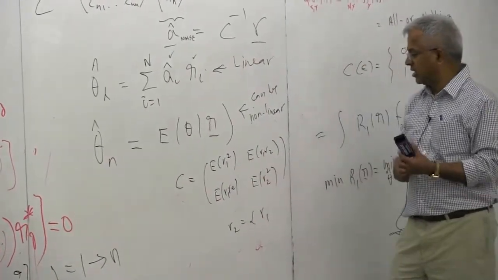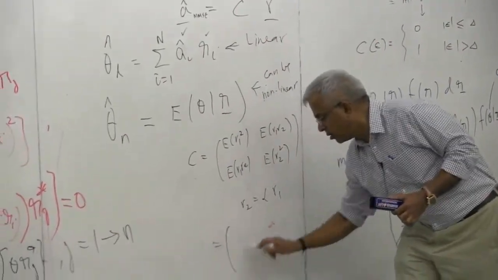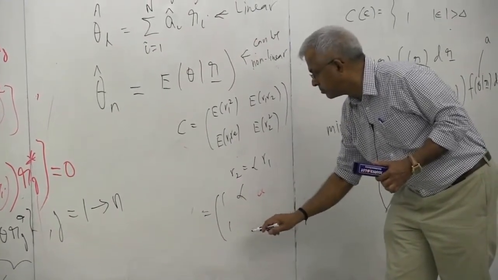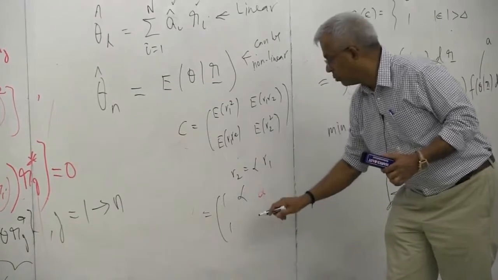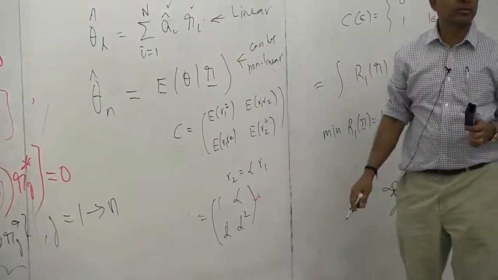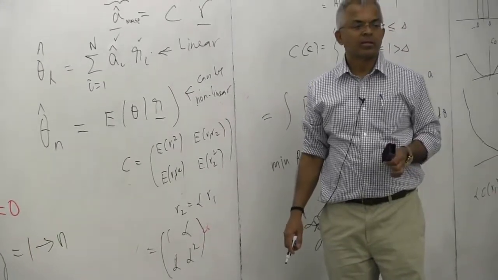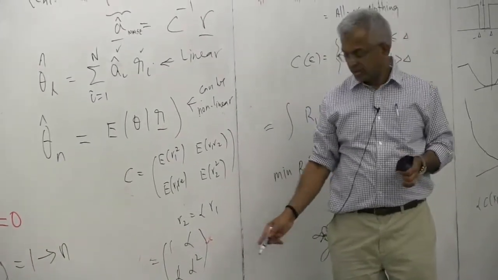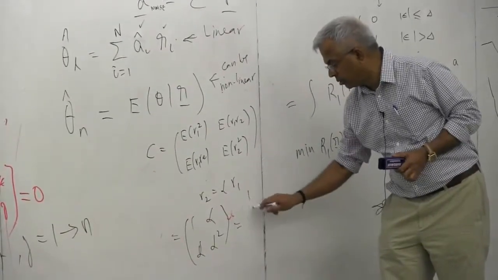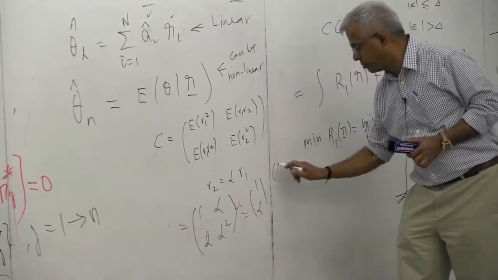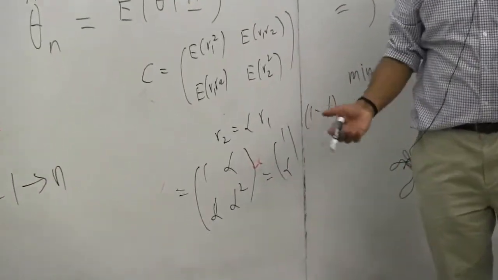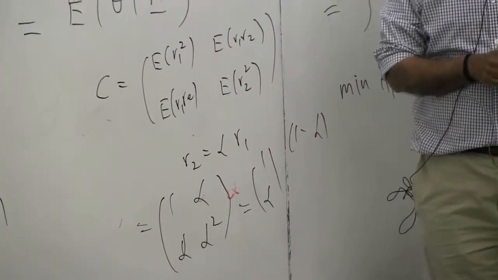So if you look at the C matrix, it is going to turn out to be 1, alpha, alpha, alpha squared, right? What is the rank of this matrix? You can write this as (1, alpha) multiplied by (1, alpha). So this is not invertible, but your problem is that you collected bad data.